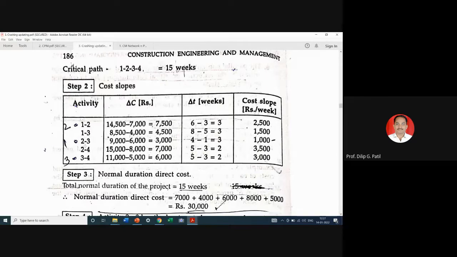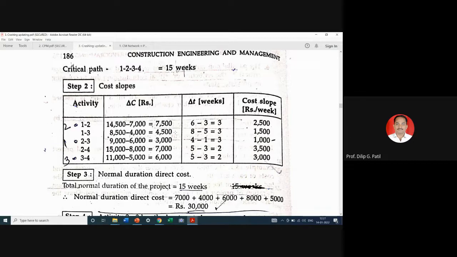Then we have to number the critical activities. So we have to identify the critical activities first. 1, 2, 2, 3, 3, 4 are the critical ones. I have dotted it like this to understand which are the critical activities. And we have to number in ascending order. म्हणजेच 1 number कोणाला द्यायचा आहे की जी सर्वात कमी कॉस्ट स्लोप आहे. 1000 is the smallest cost slope out of critical activities, and second number is 2500, and third one is 3000.